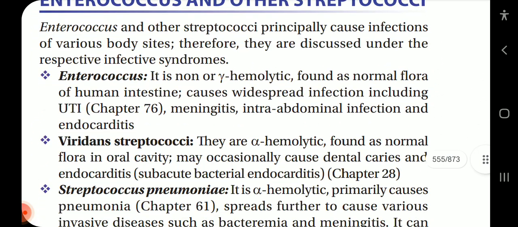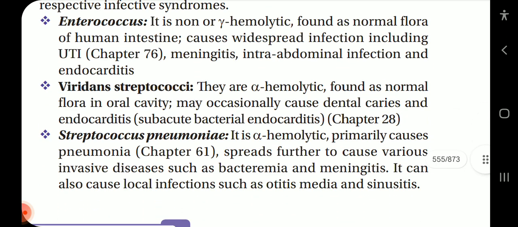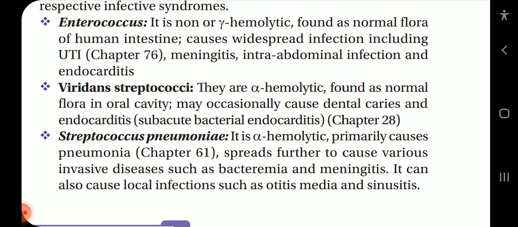Enterococcus and other streptococci principally cause infection of various body sites. Therefore, they are discussed under respective infective syndromes. Enterococcus is non or gamma hemolytic, found as normal flora of human intestine, and causes widespread infection including UTI, meningitis, intra-abdominal infection, and endocarditis. Viridans streptococci are alpha hemolytic, found as normal flora in the oral cavity, and may occasionally cause dental caries and endocarditis, subacute bacterial endocarditis.